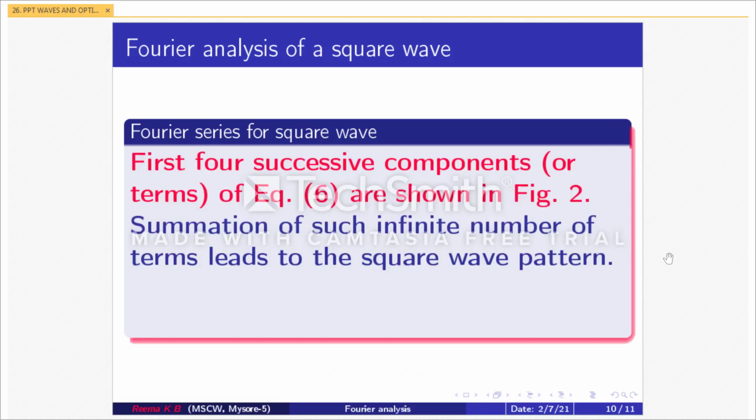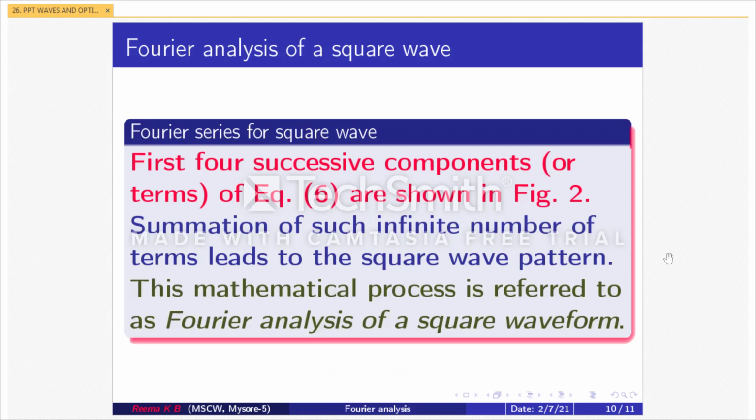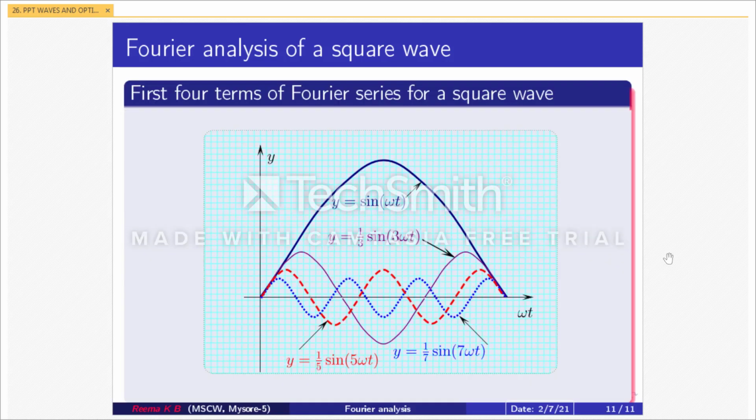Summation of such an infinite number of terms leads to the square wave pattern. And this mathematical process is referred to as Fourier analysis of a square waveform. You can see the first 4 successive components of equation 6 in figure 2 now. That is y is equal to sine of omega t, y is equal to 1 over 3 times sine of 3 omega t, y is equal to 1 over 5 sine of 5 omega t, and y is equal to 1 over 7 sine of 7 omega t.